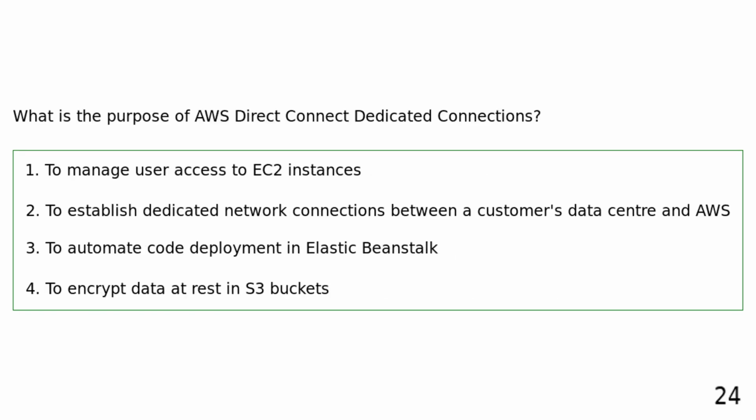What is the purpose of AWS Direct Connect dedicated connections? To manage user access to EC2 instances. To establish dedicated network connections between a customer's data center and AWS. To automate code deployment in Elastic Beanstalk. To encrypt data at rest in S3 buckets.